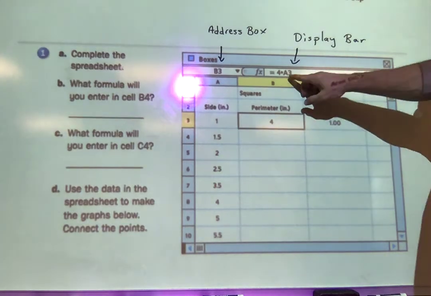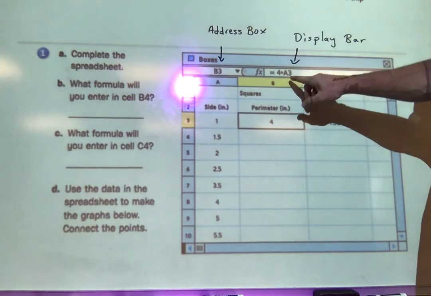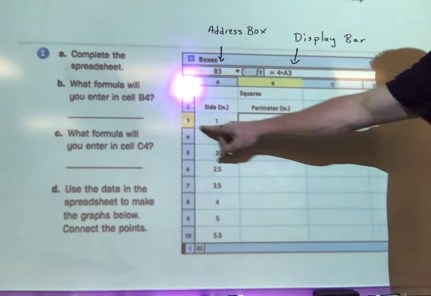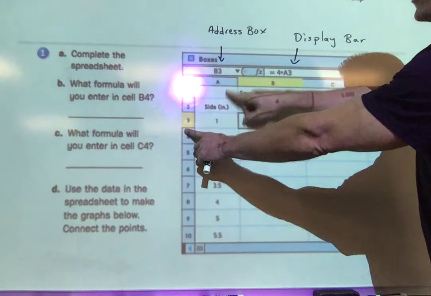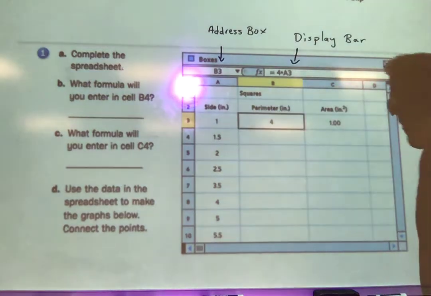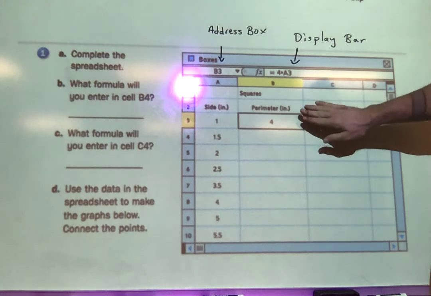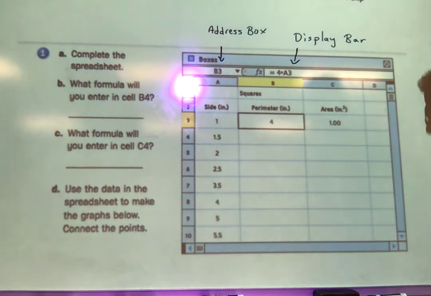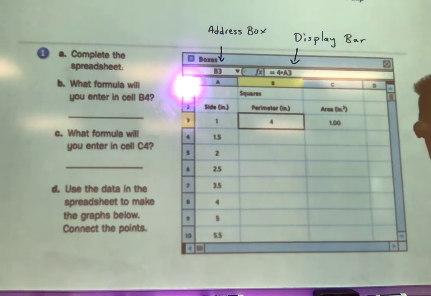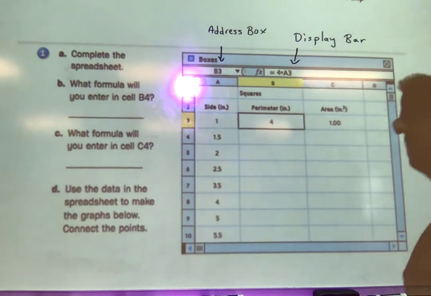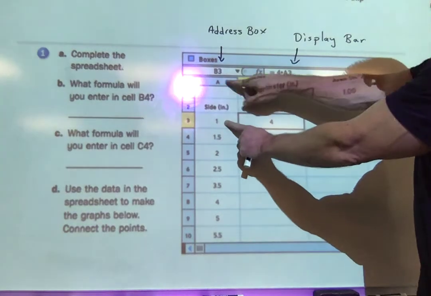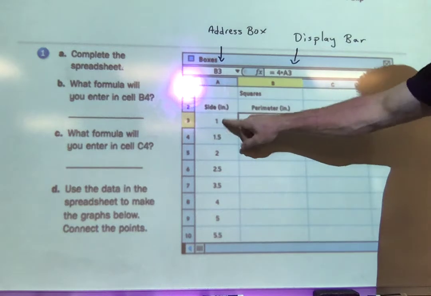All right, so for example, in this example here, they've got 4 times A3, which means whatever is in A3. So A3 is right here, it's 1. And we're talking about squares here, and we're trying to program this to find the perimeter of the square for me, or the distance around it, and the area. We want to program it so it will do it for us for different size squares. So the formula they have programmed here is 4 times A3. So A3 is the side length of this square.